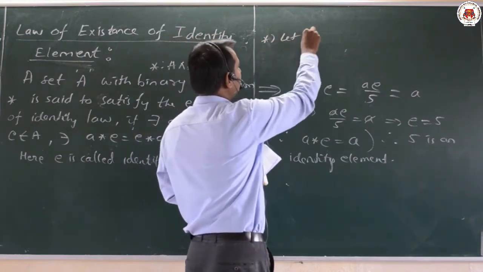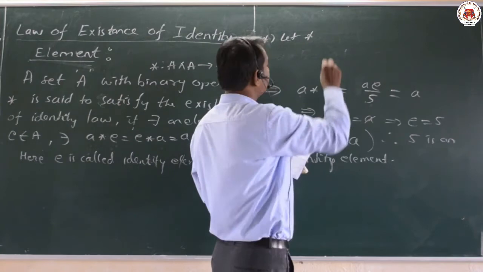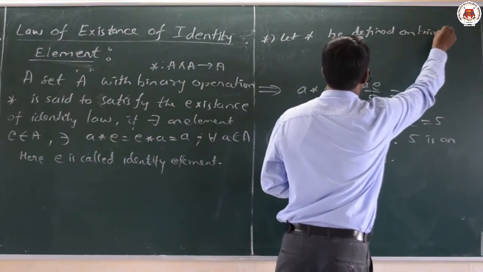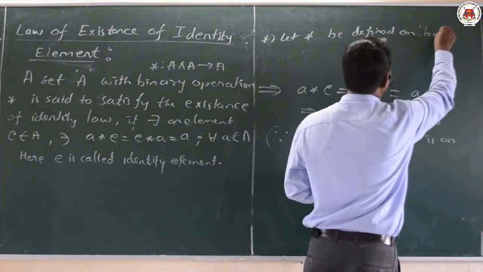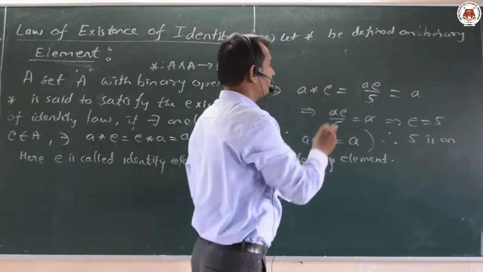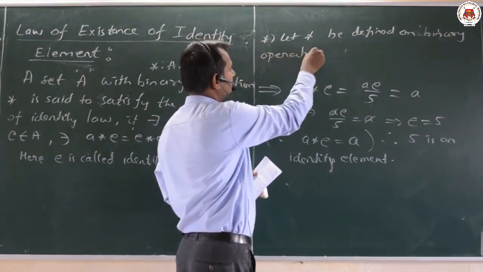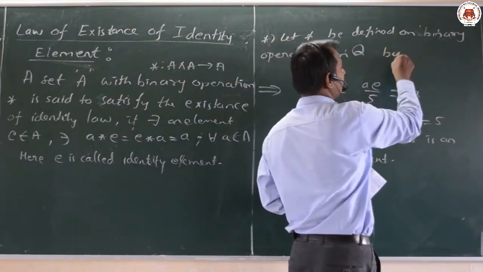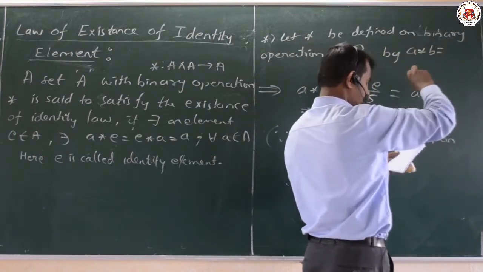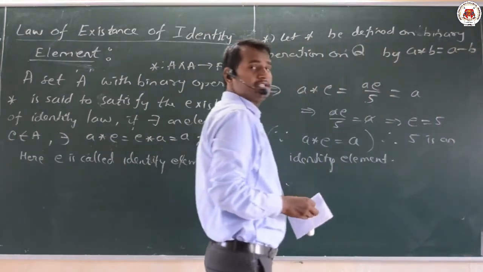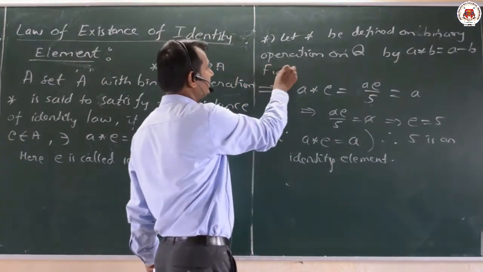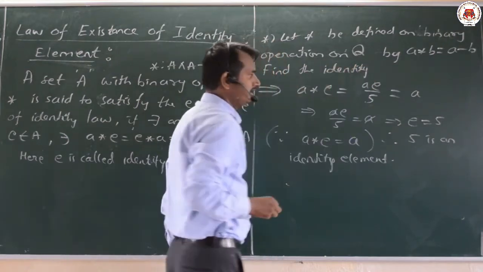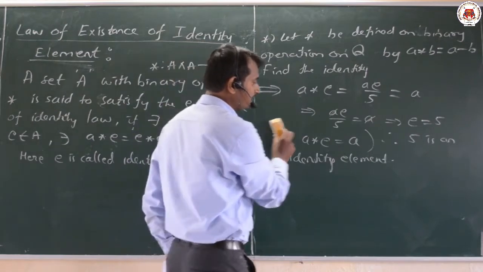Let star be a binary operation defined on Q by A star B equal to A minus B. Again, same, we have to find the identity. It is also a very simple problem.